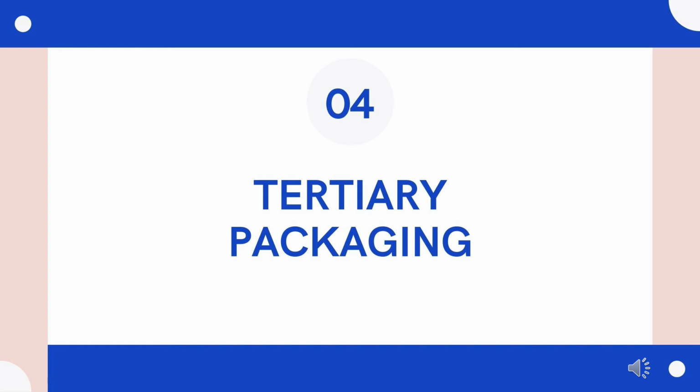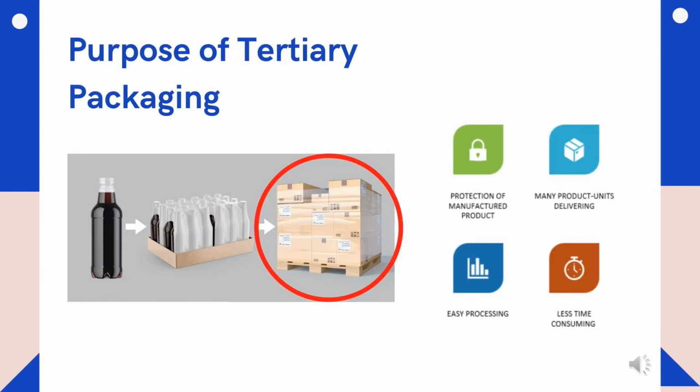Let's discuss tertiary packaging. The tertiary packaging has specific purposes. It includes the protection of product during the delivery and storage, helps to deliver and maintain many products in one packaging, makes the process flow of product easier, and also saves time for every step of processing.